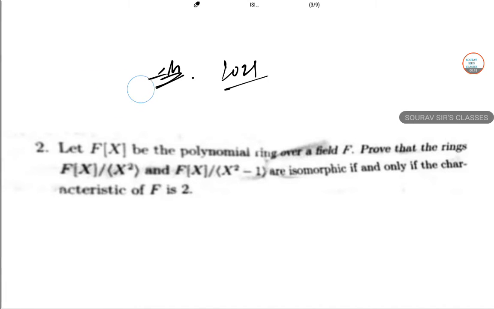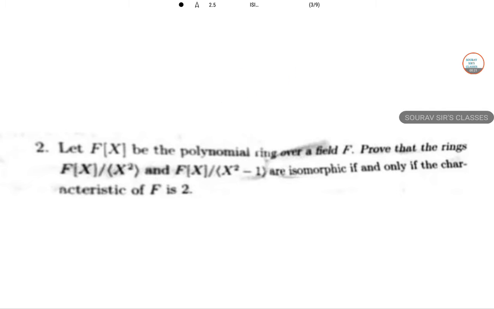In this question they have said that F[x] be a polynomial ring over a field F. Prove that the rings F[x]/(x²) and F[x]/(x²−1) are isomorphic if and only if the characteristic of F is 2. Okay, so let's do it.